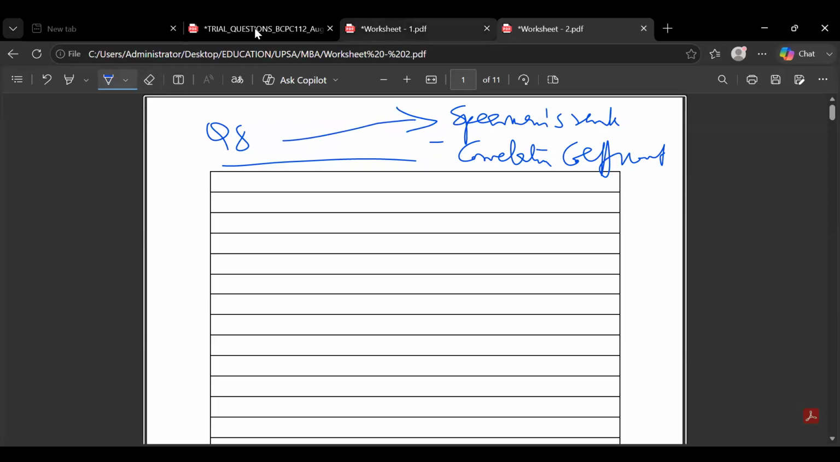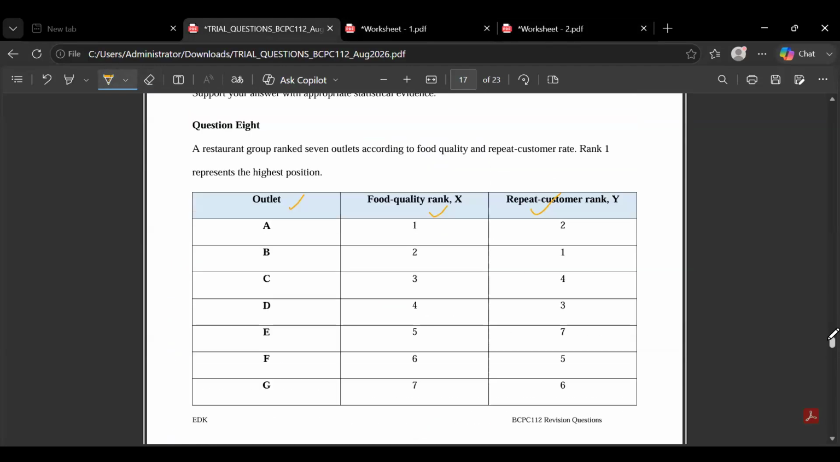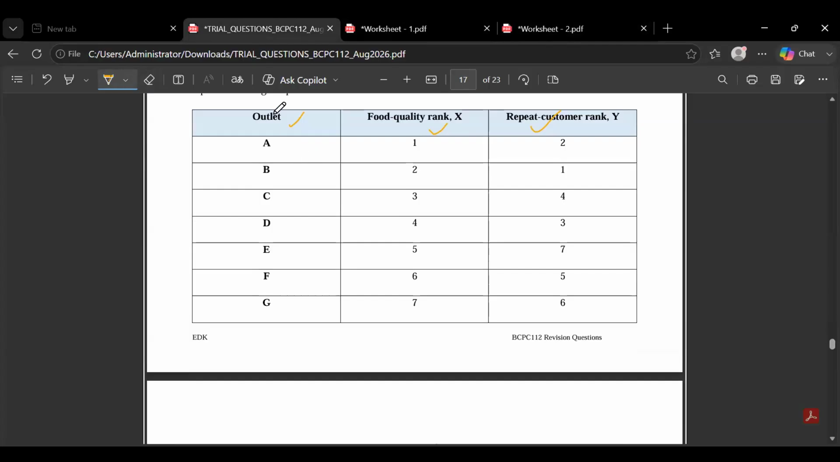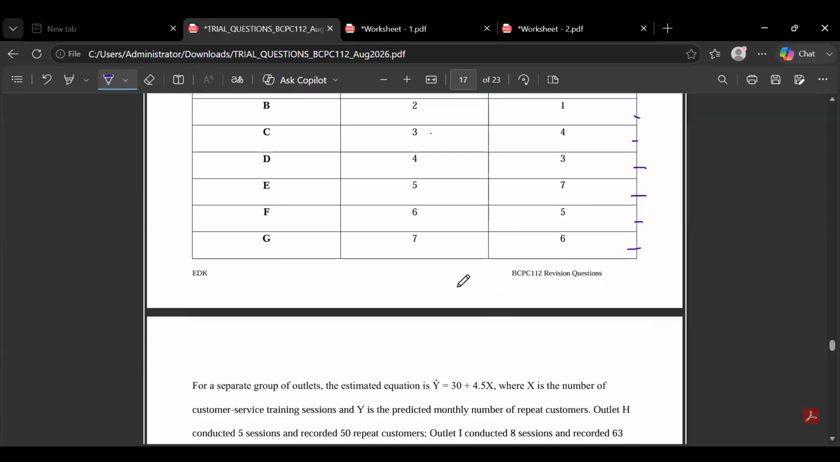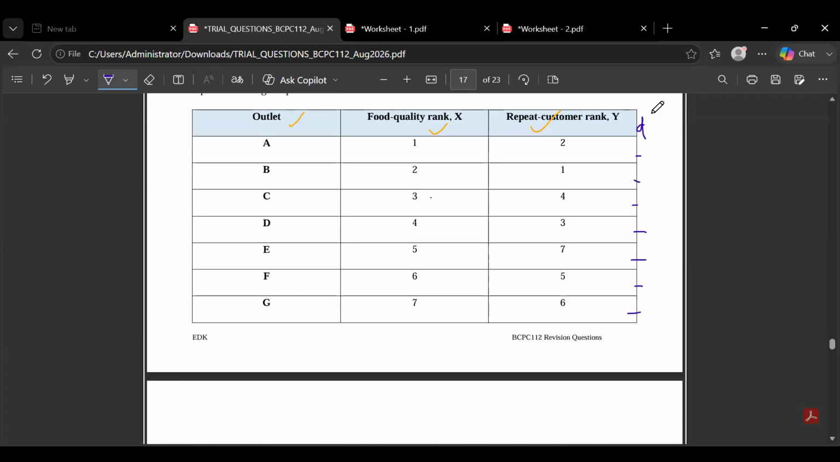All right. So the first question says, calculate d, x minus y, and d squared for each outlet. So for each outlet, I have to bring my d here, A to G, right? Then what's the next one? I'm finding d and what? d squared. So after finding my d, how do I find the next? d squared. Very good.